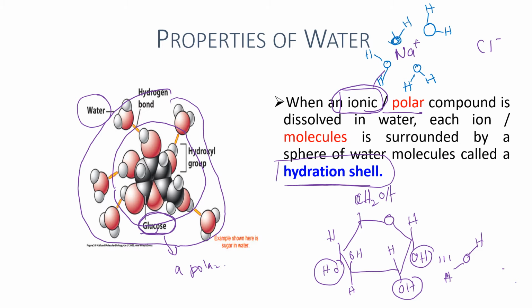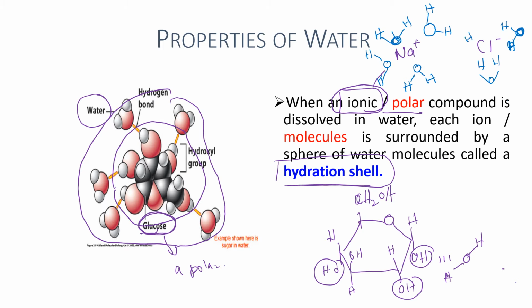Okay, so this is the formation of hydration shell surrounding the sodium ion. Same goes for the chloride ion. Because the chloride ion is negatively charged, the region of the water molecule that is attracted to the chloride ion will be the hydrogen region. Okay, so the hydrogen region of a water molecule will be attracted to the chloride ion to form a hydration shell.